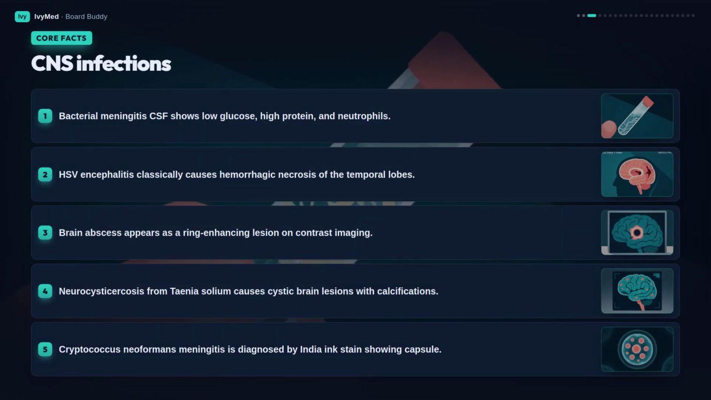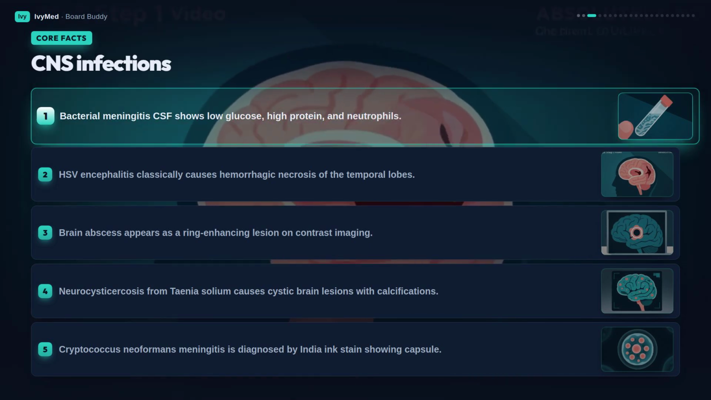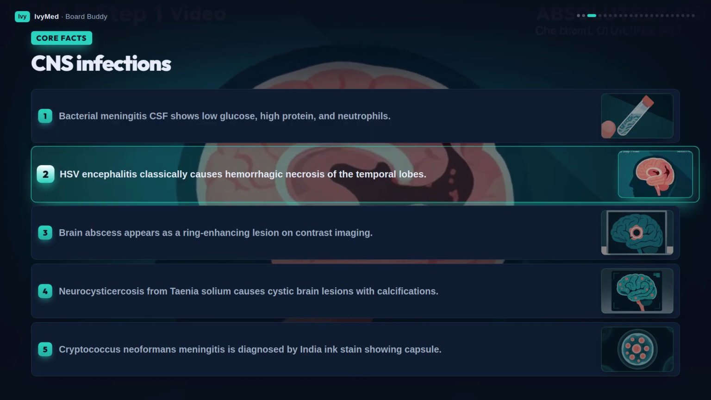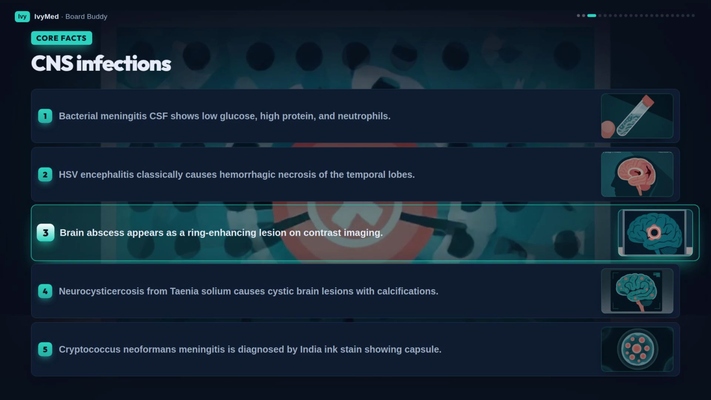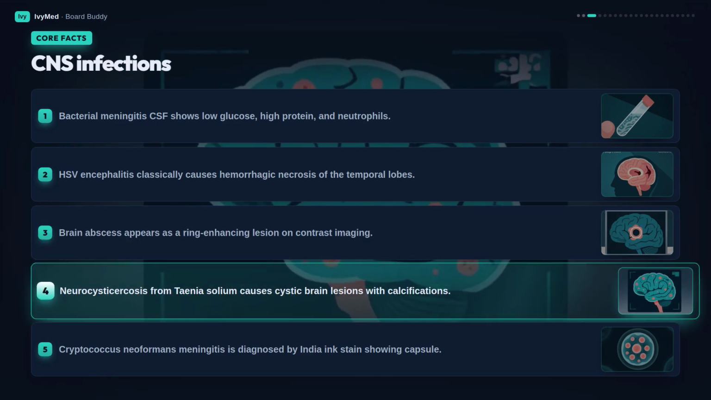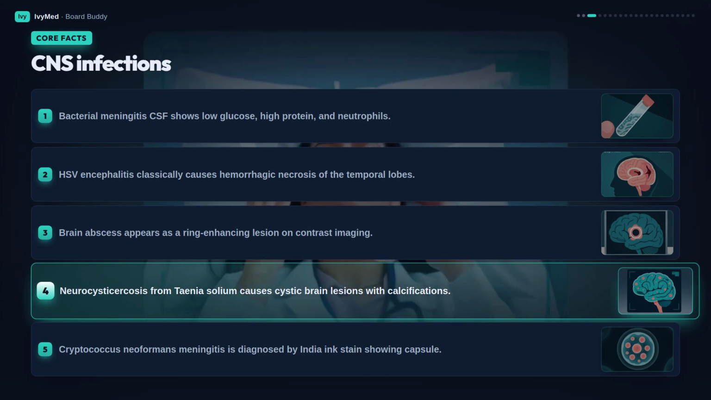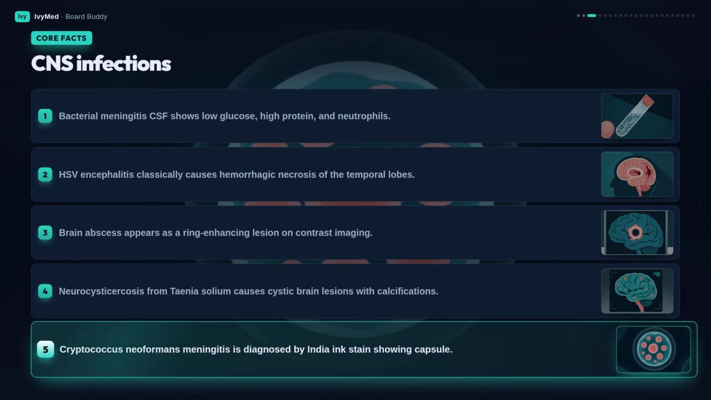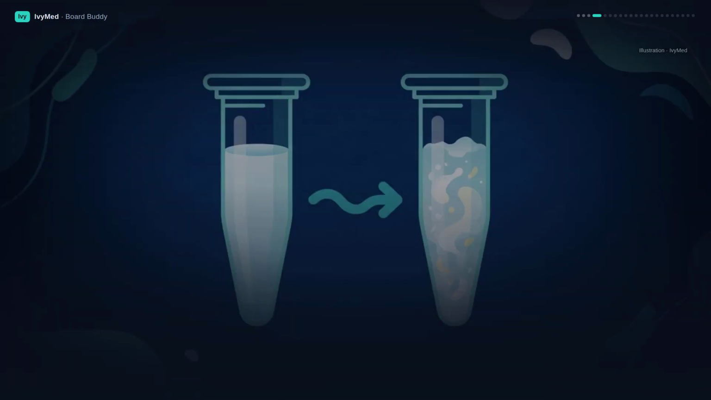Part 2. The 5 facts for CNS infections. Bacterial meningitis CSF shows low glucose, high protein, and neutrophils. HSV encephalitis classically causes hemorrhagic necrosis of the temporal lobes. Brain abscess appears as a ring-enhancing lesion on contrast imaging. Neurocysticercosis from Taenia causes cystic brain lesions with calcifications. Cryptococcus neoformans meningitis is diagnosed by India ink stain showing capsule.